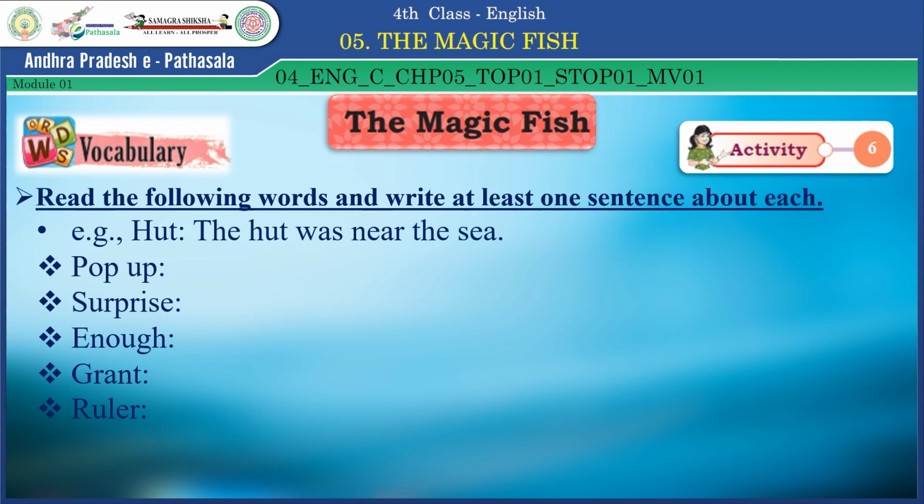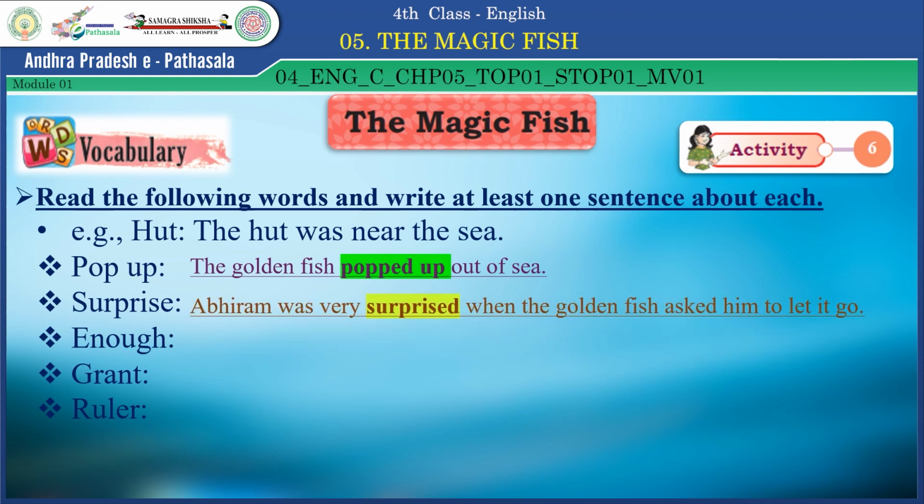Pop up. The golden fish popped up out of sea. Surprise. Abhiram was very surprised when the golden fish asked him to let it go. Enough. Fisherman's wife told him that this palace is not enough for me.